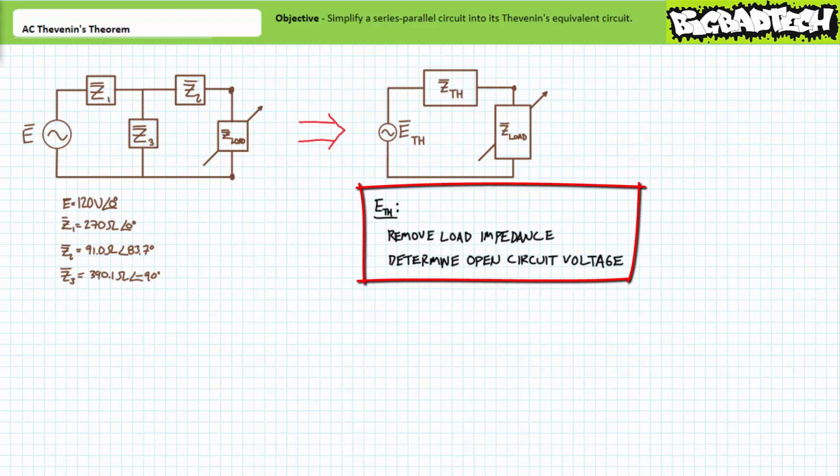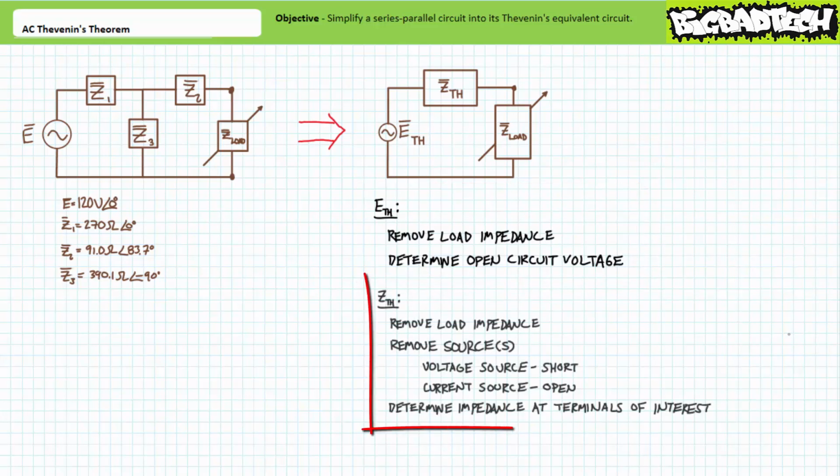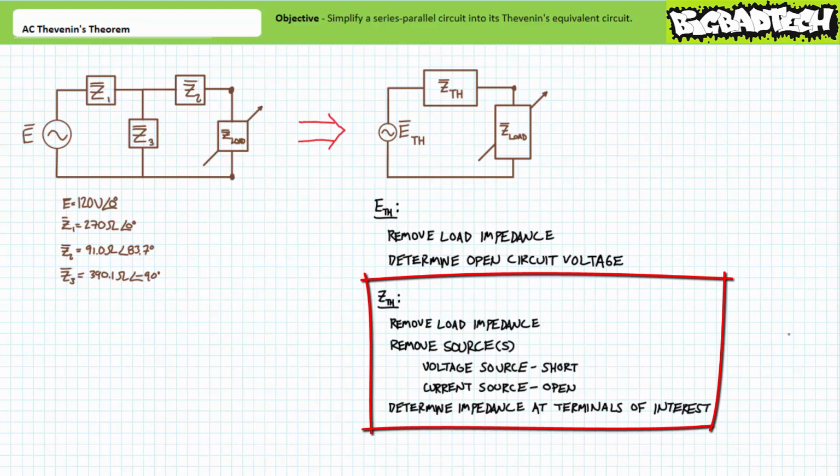Let's start by discussing the procedure necessary to solve for ETH, the Thevenin's equivalent voltage. First, one must remove the load impedance from the nodes of interest. Next, one simply determines the open circuit voltage seen across these two nodes of interest. Note the removal of the load impedance may fundamentally alter the nature of the original series parallel circuit, as we'll demonstrate in a moment.